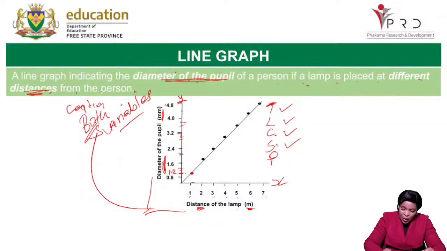Then the scale for the x-axis and the y-axis, if it is correct, you get a mark. Then plotting. For plotting 2 points correctly, you will get 1. For plotting all points, 3 to 7, you will get 2 marks. So for plotting will be 2 marks. So this is how you get your 6 marks for the graph.